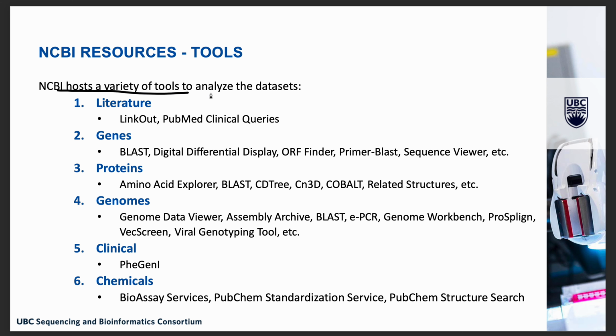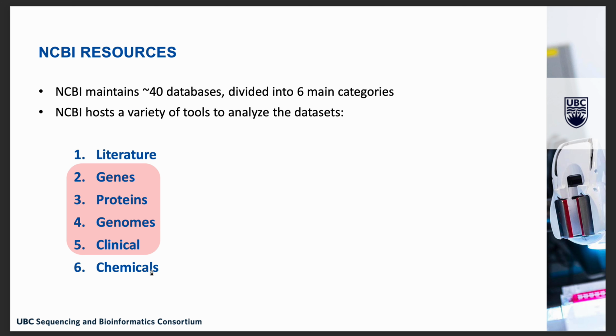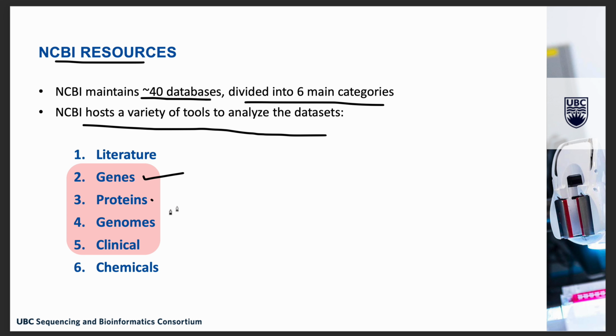NCBI hosts a variety of tools to analyze these datasets, including literature, genes, proteins, genomes, clinical, and chemicals. In NCBI resources, NCBI maintains almost 40 databases, which can be divided into 6 main categories, and NCBI hosts a variety of tools to analyze these datasets. So we will be covering mostly genes, proteins, genomes, and clinical in this session today.